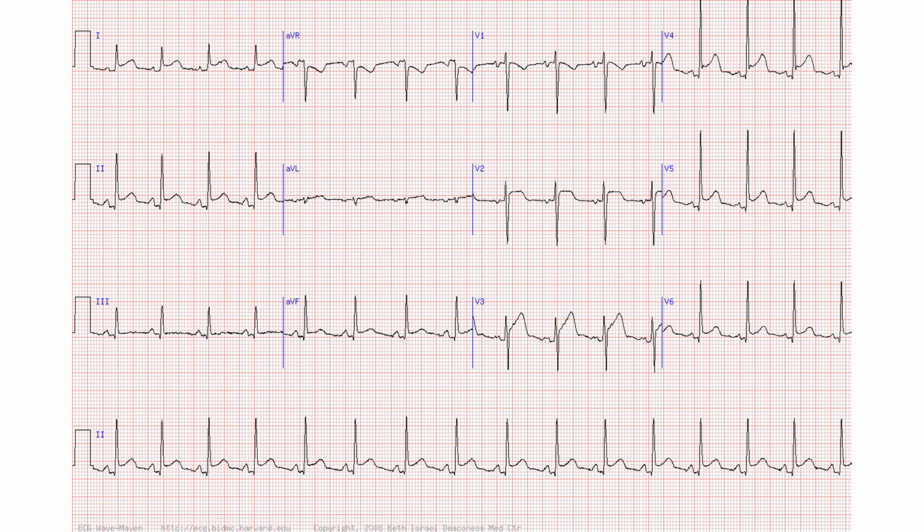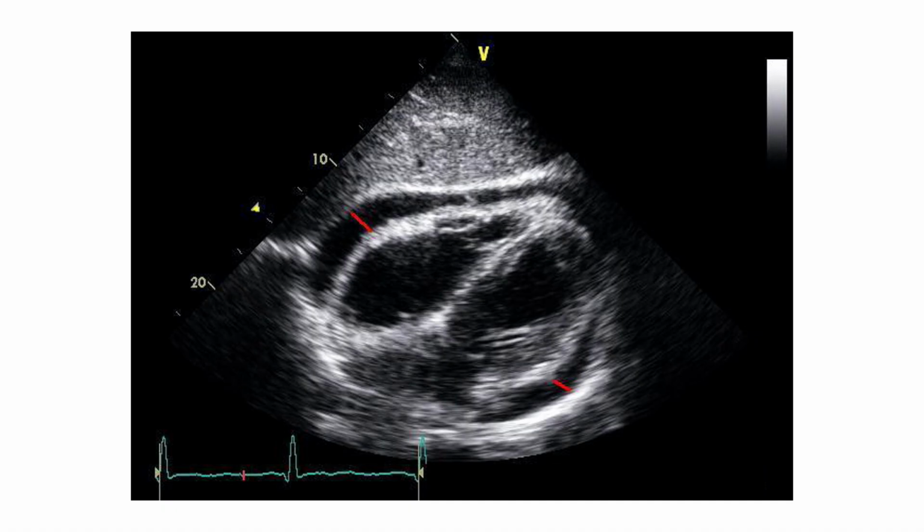So here's an EKG with the classic ST elevations in most of the leads that doesn't follow a vascular distribution, and that would be suggestive of pericarditis. And here's an image from an echocardiogram that shows the pericardial effusion that can develop in pericarditis.